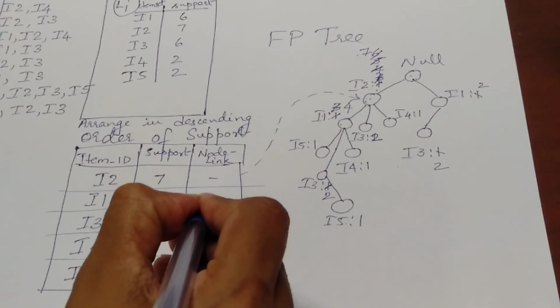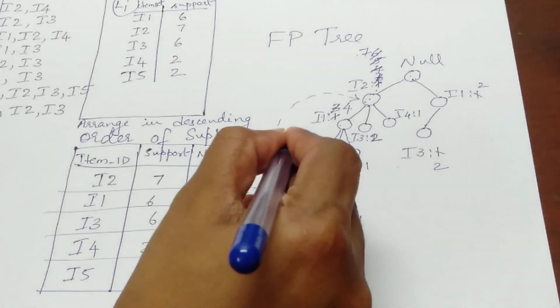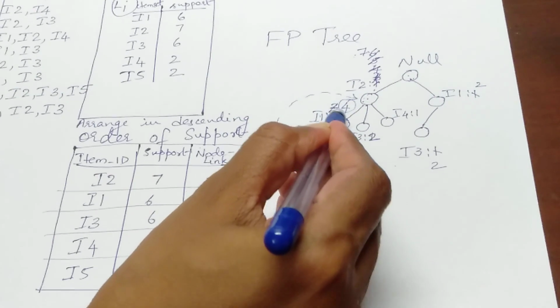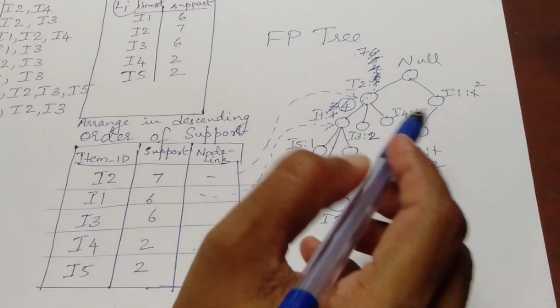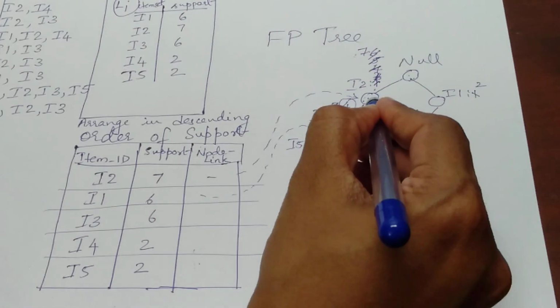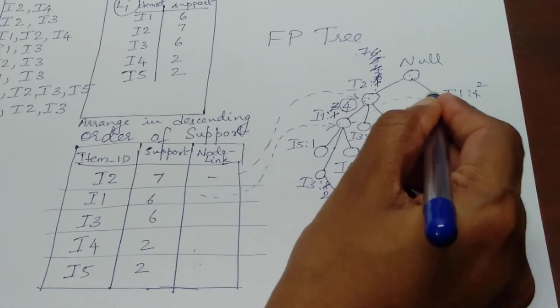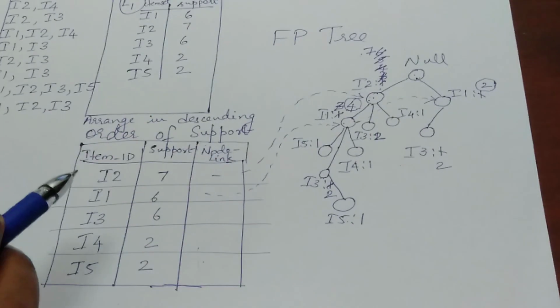Now I1 has got 6. So where does I1 go? Let's connect. This is one I1. So first one we will connect over here. But you can see that here the support is only 4 and actually the total support is 6. So 2 is somewhere else which we need to connect it from this node. So from here I am connecting it to here. Now I have got 4 plus 2 which is equal to 6.